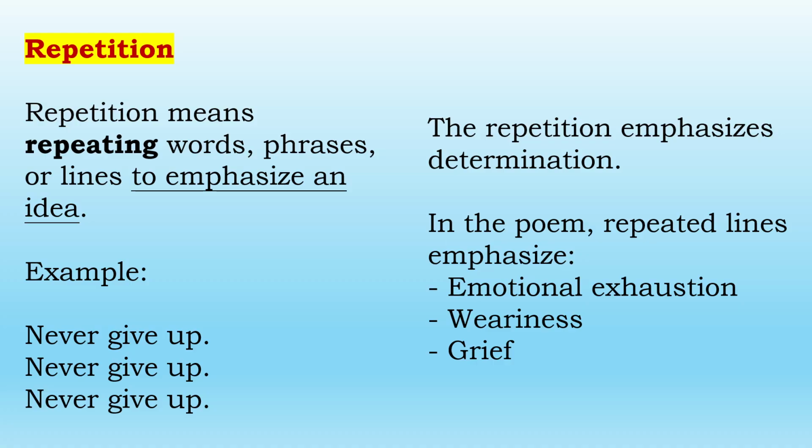One of the aspects checked or discussed in "My Heart and I" is repetition. So poems normally use repetition when they want to emphasize something. For example, one part of the poem can say "never give up, never give up, never give up." So the repeated line emphasizes maybe pain, emotional exhaustion, weariness, or grief.